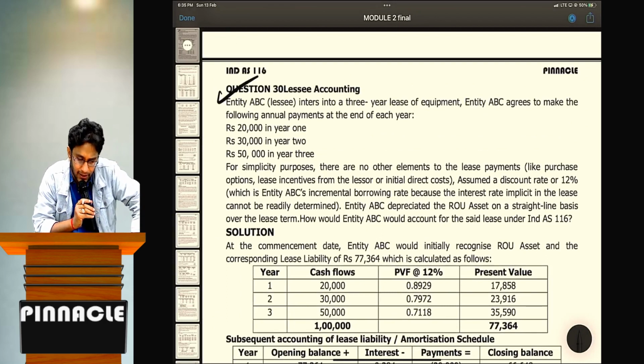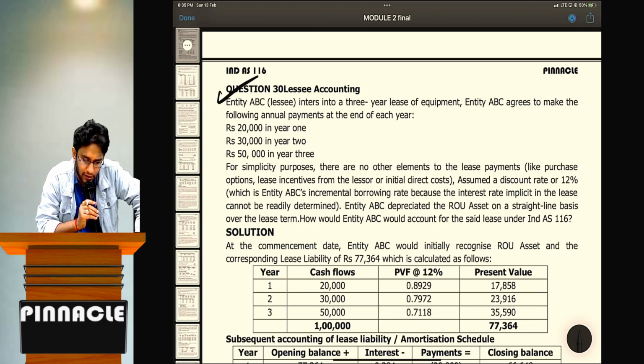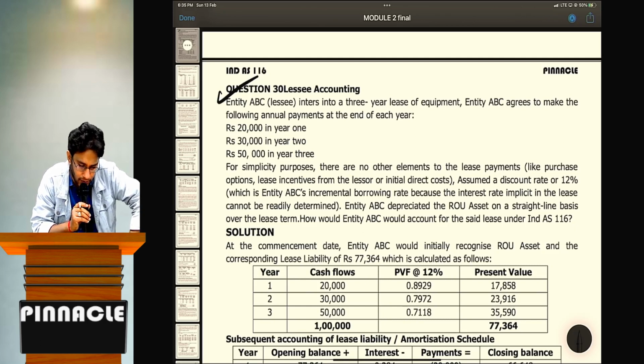Entity ABC, the lessee, enters into a 3 years lease of equipment. Entity ABC agrees to make the following annual payments at the end of each year. First year 20, second year 30, third year 50.